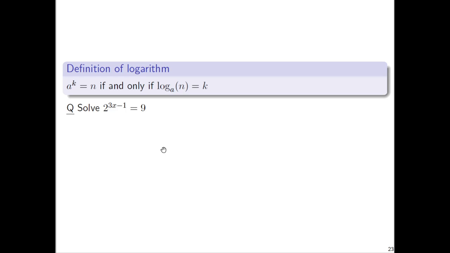Let's try another one. We'll solve 2 to the 3x minus 1 equals 9. So using the definition of logarithm, this becomes 3x minus 1 equals log base 2 of 9. Now, I think based on the previous slide, we had the two sides of the equation swapped, but that's okay, either way. And then add 1 to both sides. So 3x equals log base 2 of 9, then plus a 1. And then divide by 3 on both sides. So x equals log base 2 of 9, then a minus 1. This is all over 3.